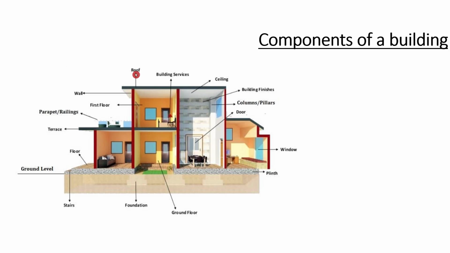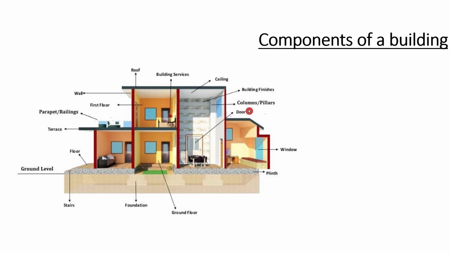We have the roof. Then the building services are the set of services which are required for the effective running of a building. That means the comfort of the inhabitants, like electrical, mechanical, plumbing, anything it can be. The ceilings are the finishes which are provided on the interior side of the roof, or even on the bottom of the floor in the second floor if it is there. And we have the building finishes. This is not a mandatory thing, but is mainly done for aesthetic purposes.